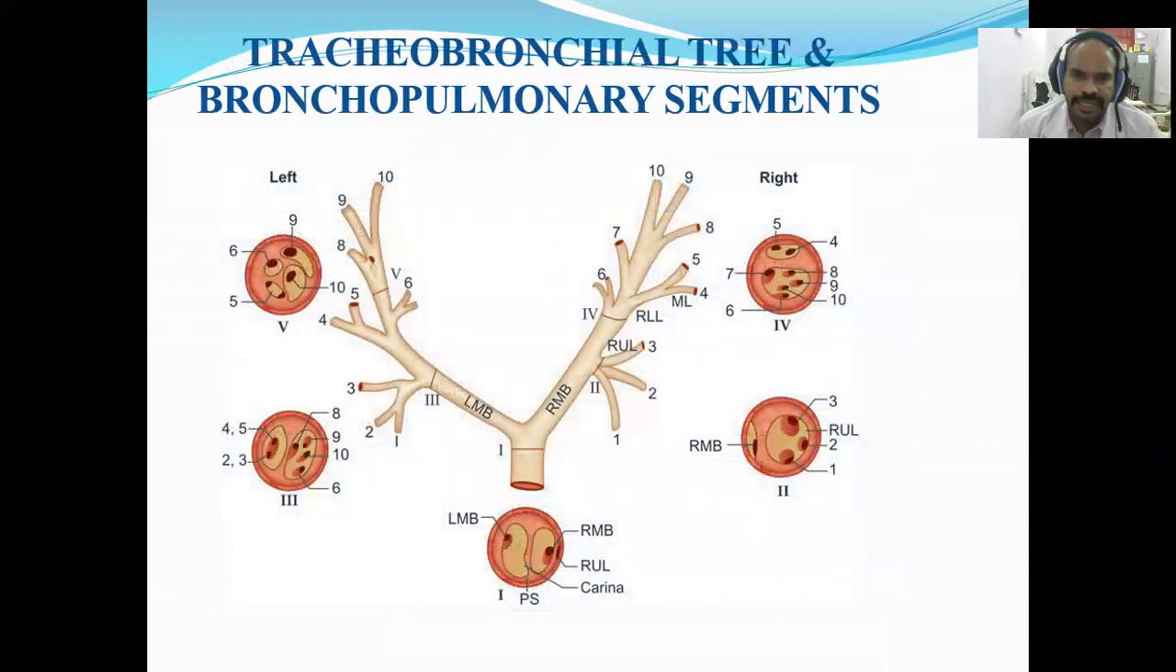This is the diagrammatic representation of the bronchopulmonary segments in the tracheobronchial tree. You have the right mainstem bronchus, left mainstem bronchus. Then we have the upper, middle, and lower lobe bronchus, whereas on the left, we have the left upper lobe and the left lower lobe with the lingular bronchus. The carina is marked in the picture over here.